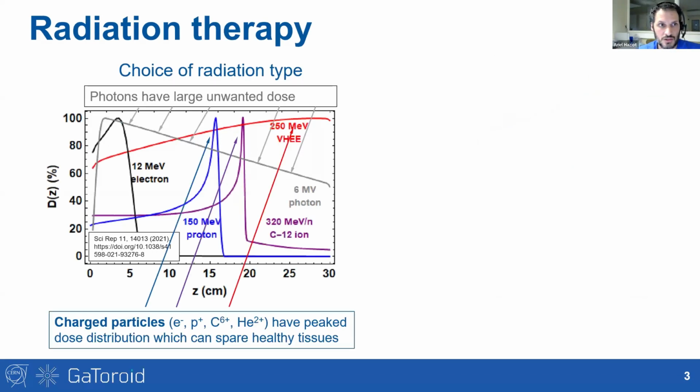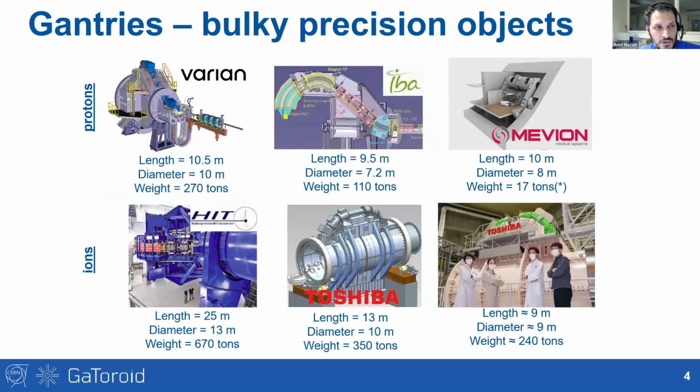I will go fast on this slide as they were already presented today and also by Ernesto just before. Just here to say that the message here showing those gantries is that they are bulky precision objects. They are very heavy and they need to move very accurately. And that's where comes the idea of Gateroid.